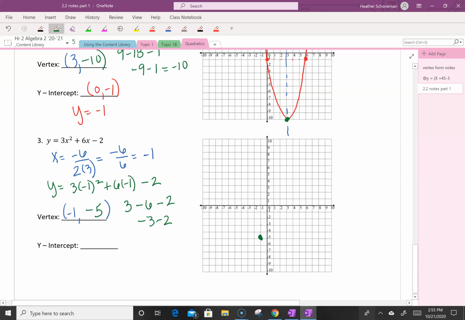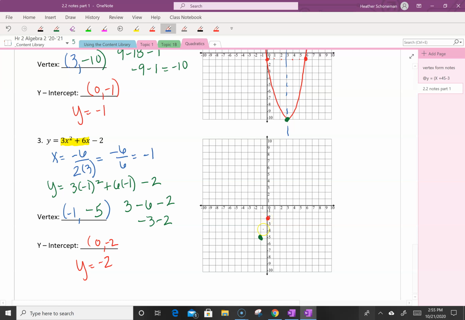Okay, there's that. My y-intercept. Well, my y-intercept is when I plug in 0 for x. So all of that goes away. So y just equals negative 2, and that would be 0, negative 2.